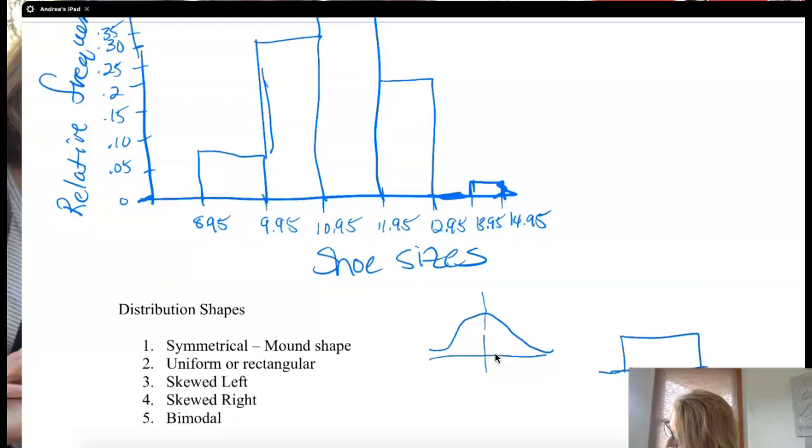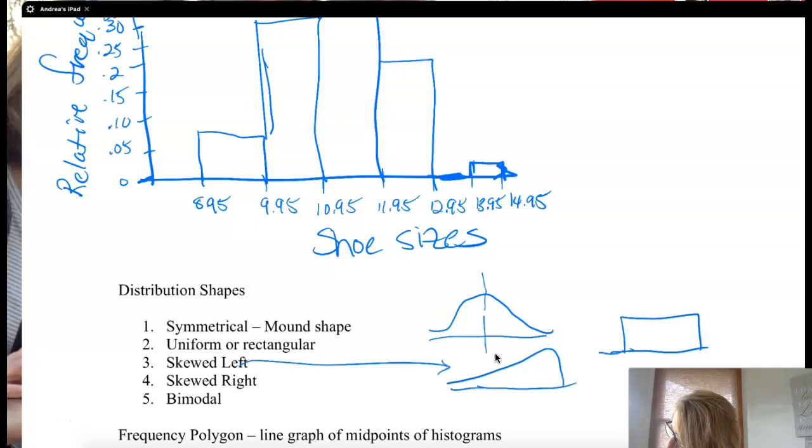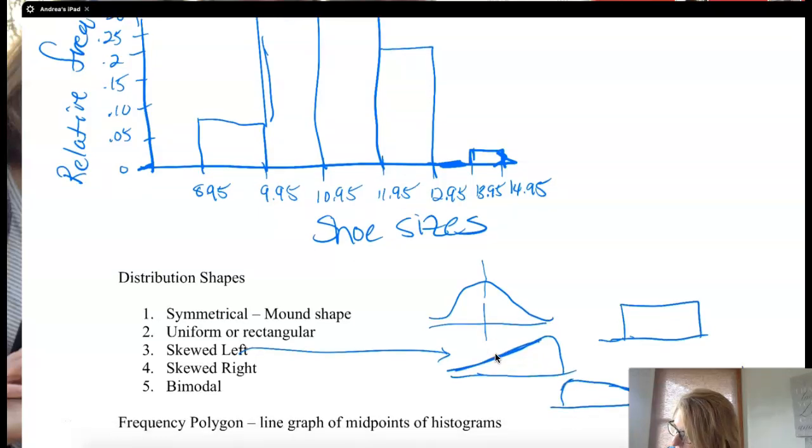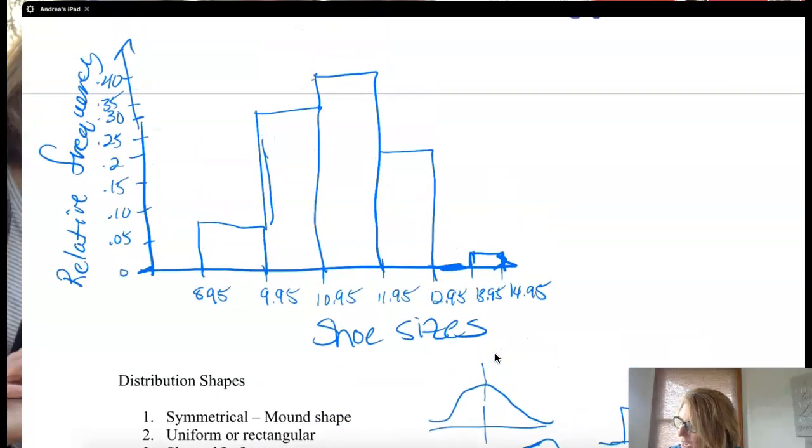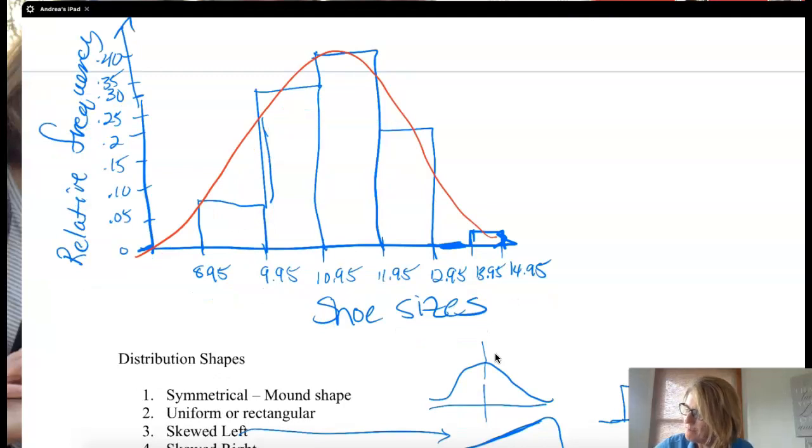Okay, so it looks like a rectangle. Now, skewed left basically means all our bars would be clustered on the right-hand side and they would trail off to the left. This would be left skewed. Skewed right would be if our bars are clustered here on the left, but they trail off. So it's the way they trail off that tells you which way it's skewed. This would be skewed right. And then bimodal would be if we had two high points in our graph. All right, so if we picture a curve over top of this, it would go like this. So it looks pretty symmetrical. It might be slightly skewed, but it does look pretty symmetrical.